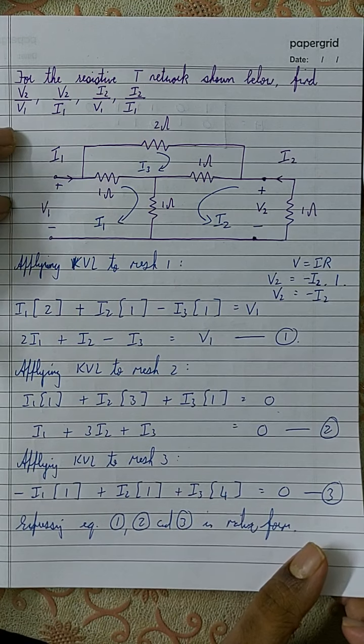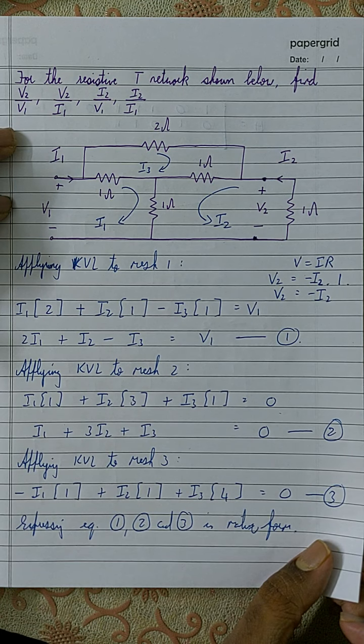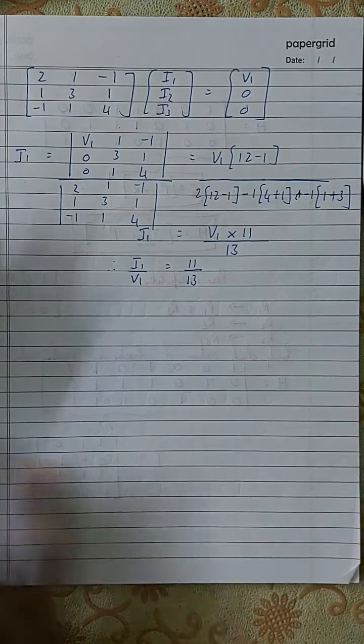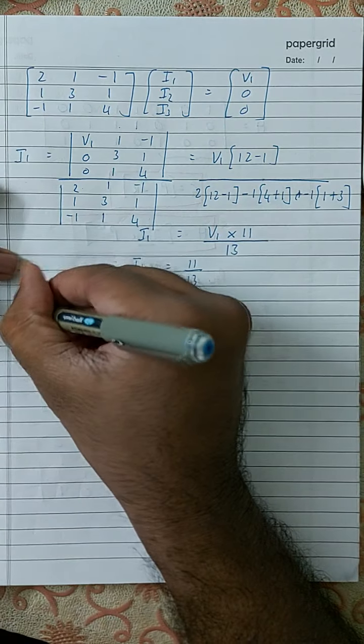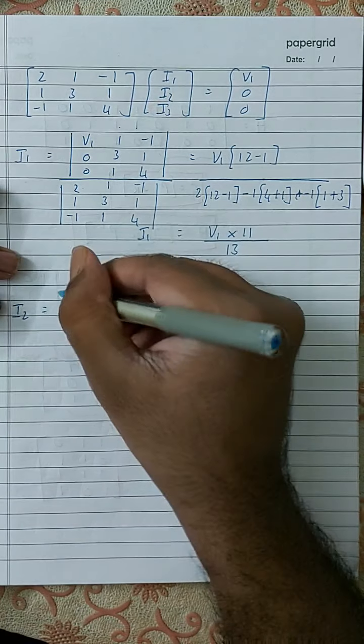Did they ask for I1 by V1? No, they did not ask for I1 by V1. Oh, they won't ask for the easy ones. Never. Next is I2.